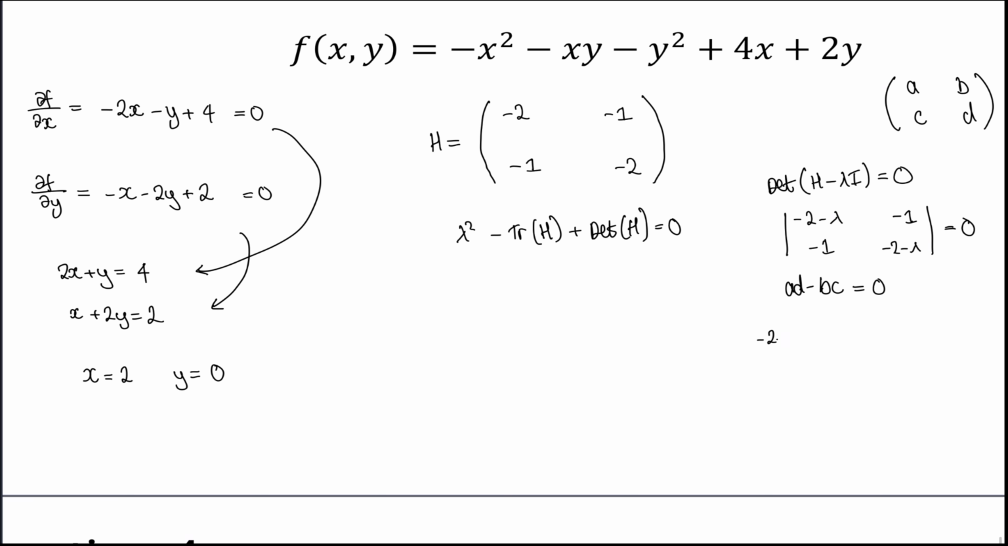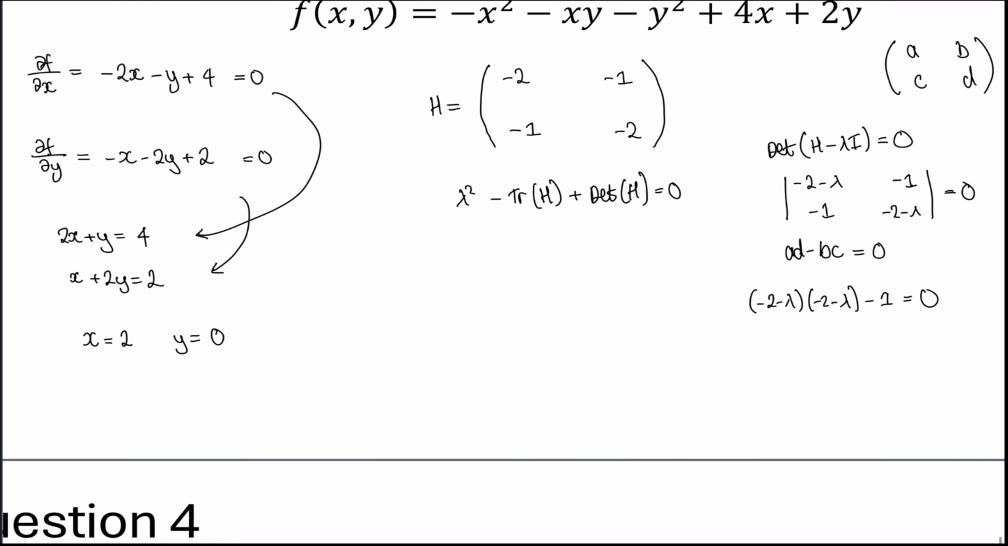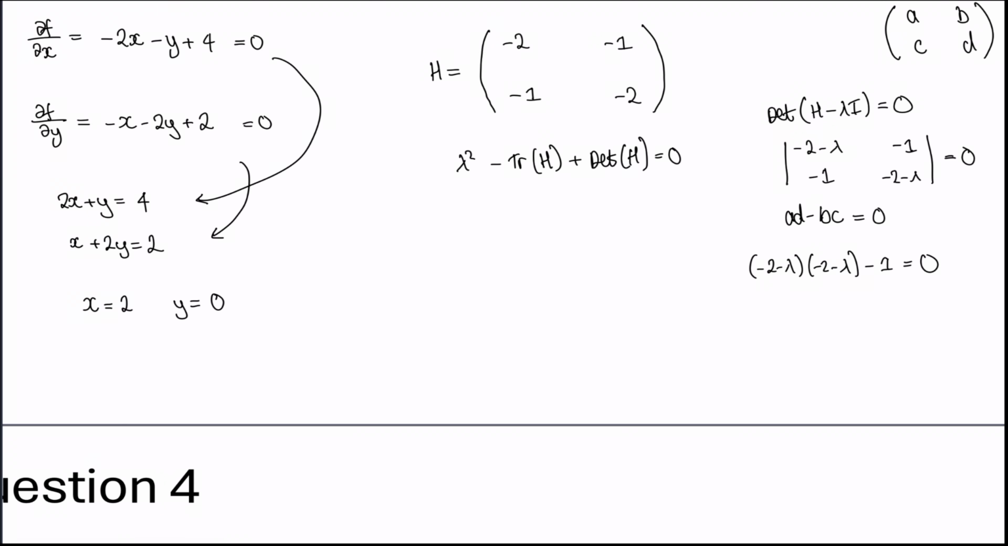So we get minus 2 minus lambda multiplied by minus 2 minus lambda, and then minus 1 times minus 1, which is 1. So we get minus 1 is equal to 0. If we expand this bracket out, we get 4 plus 4 lambda plus lambda squared minus 1 is equal to 0. So lambda squared plus 4 lambda plus 3 is equal to 0 is our characteristic equation, and we can check that over here.